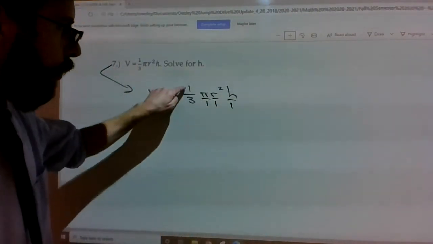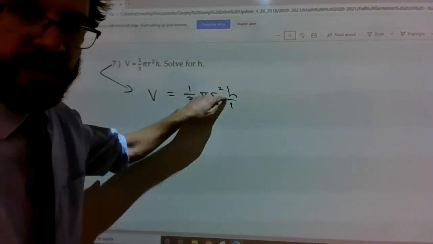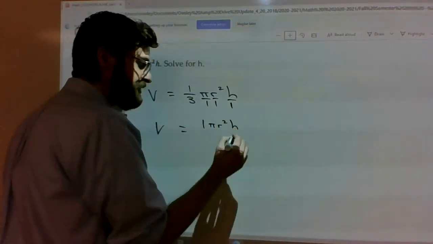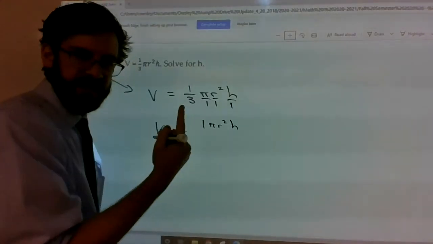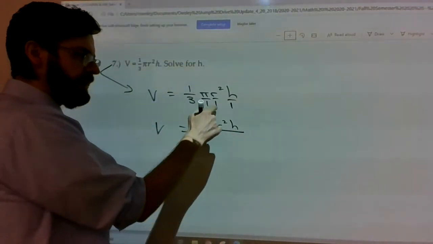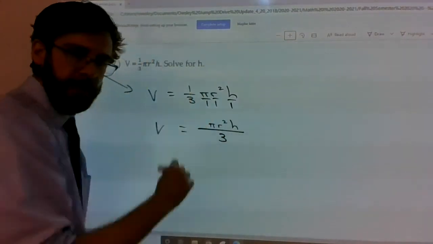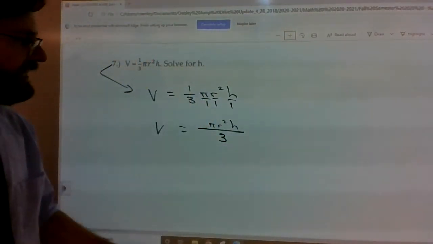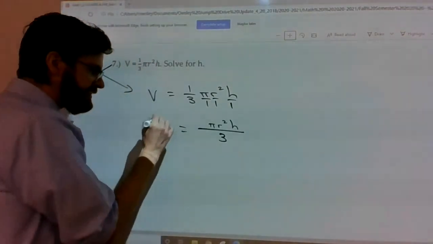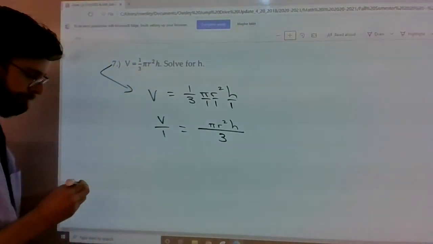So now I can take 1 times pi times r squared times h. So that's 1 pi r squared h. And really 1 times anything is just itself, so I'm just going to take that 1 out. Divided by 3 times 1 times 1 times 1, that's just going to be 3. And if I see a fraction on the right, I'm going to make a fraction on the left. So V is the same as V divided by 1.